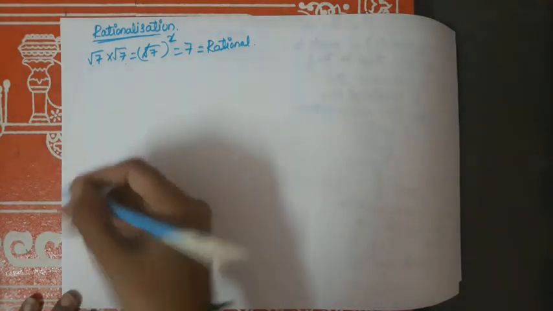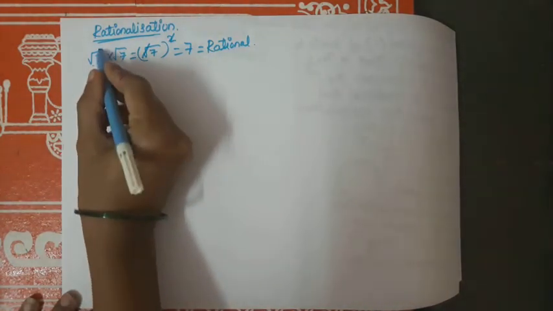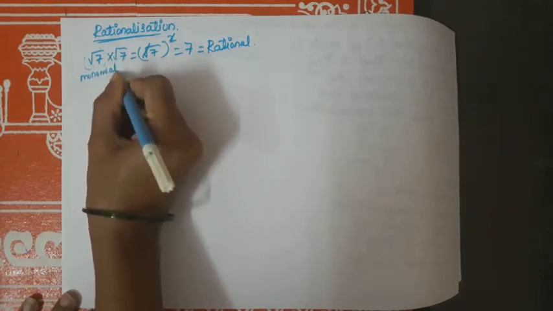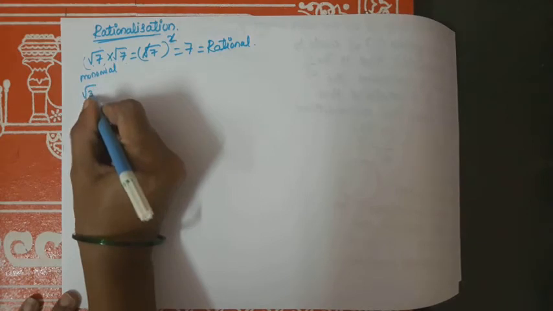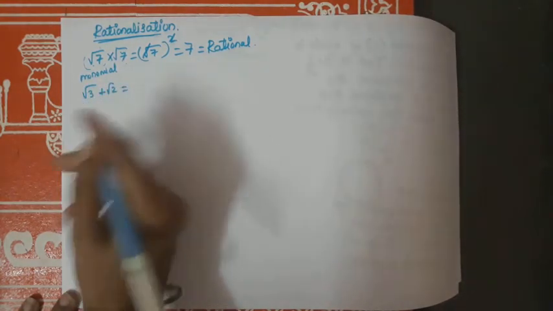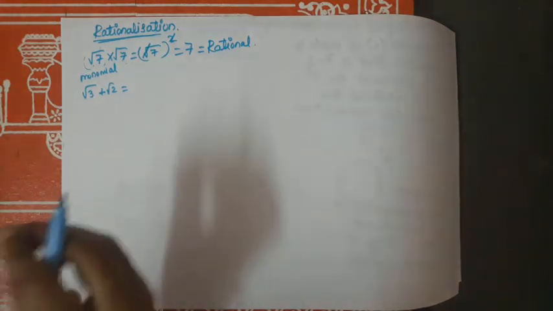Another example: this was a monomial. Here I take one more example, root 3 plus root 2. This is a binomial. We need to convert this into a rational number, so we need to rationalize this one.